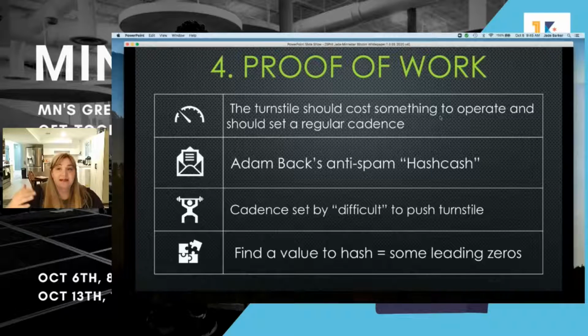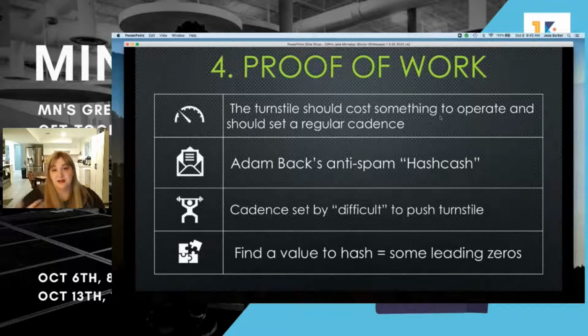So the point is that when a transaction or block is trying to go through this turnstile in a single file line, it should not be free to just willy-nilly, as much as you want, go through. Otherwise, you're going to get spammed with transactions. It should cost something to go through that turnstile. You're going to have a ticket of some way. So the brilliance of the Adam Back Hashcash is that it basically adds a difficulty. You have to do some work for me before I let you go through.